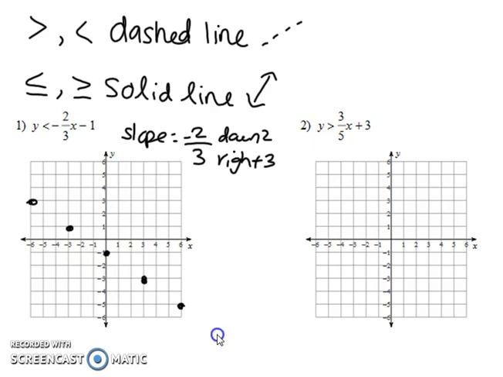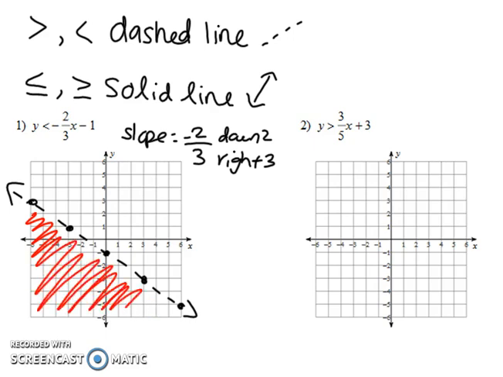Once you have your points, you have to ask yourself, am I going to have a dashed line or a solid line? And since this does not have an equal to, I'm going to have a dashed line. So you're going to draw a dash. Okay? So now you have to see if you're going to shade above or below. So since this symbol means less than, that means I need to shade everything below this line. I'm going to shade this whole part. Okay? So what that means is any of these points down here in this shaded region will satisfy this equation.